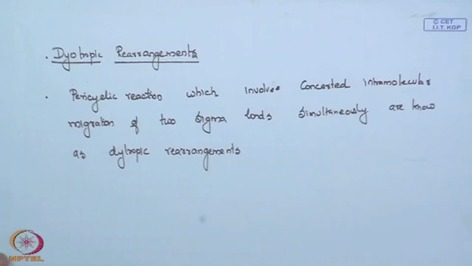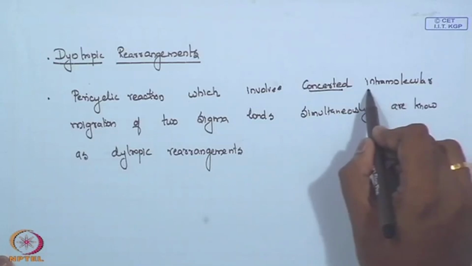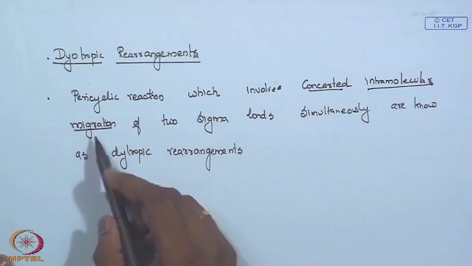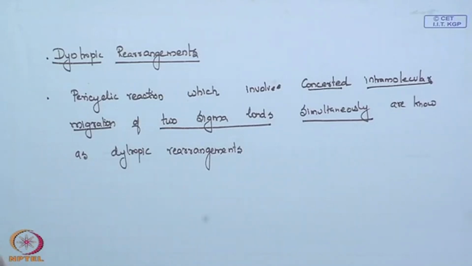So, it should be a concerted process. It should be an intramolecular migration. Important is two sigma bonds, and they should happen simultaneously. So, a concerted process, intramolecular migration of two sigma bonds happening simultaneously. This type of pericyclic reaction is called a diatropic rearrangement. Basically, in diatropic rearrangements, there are two types.